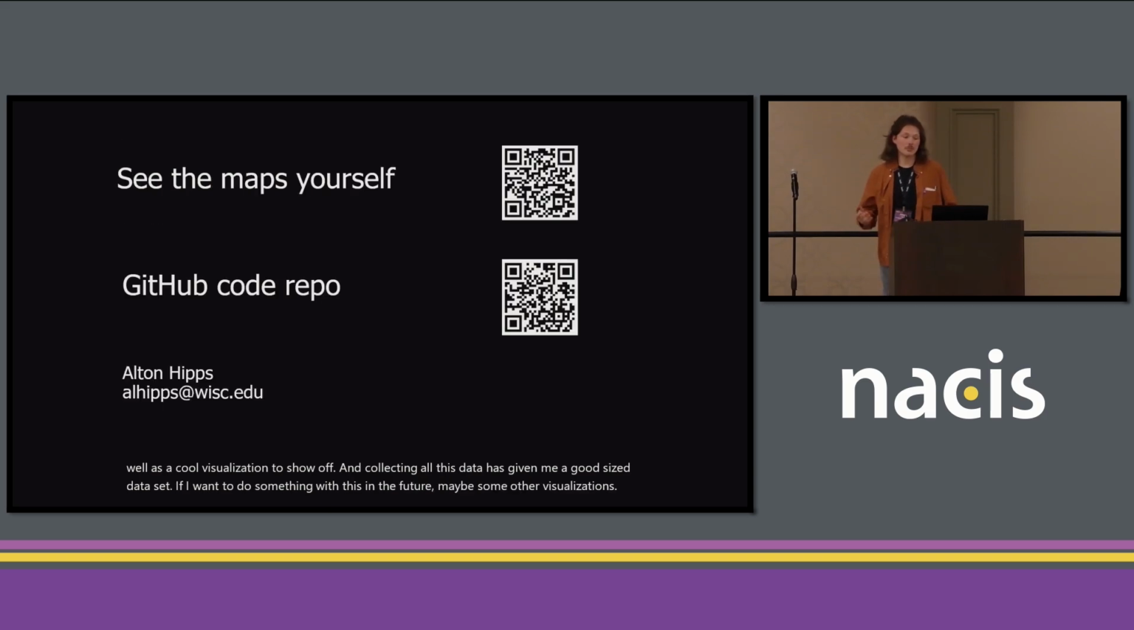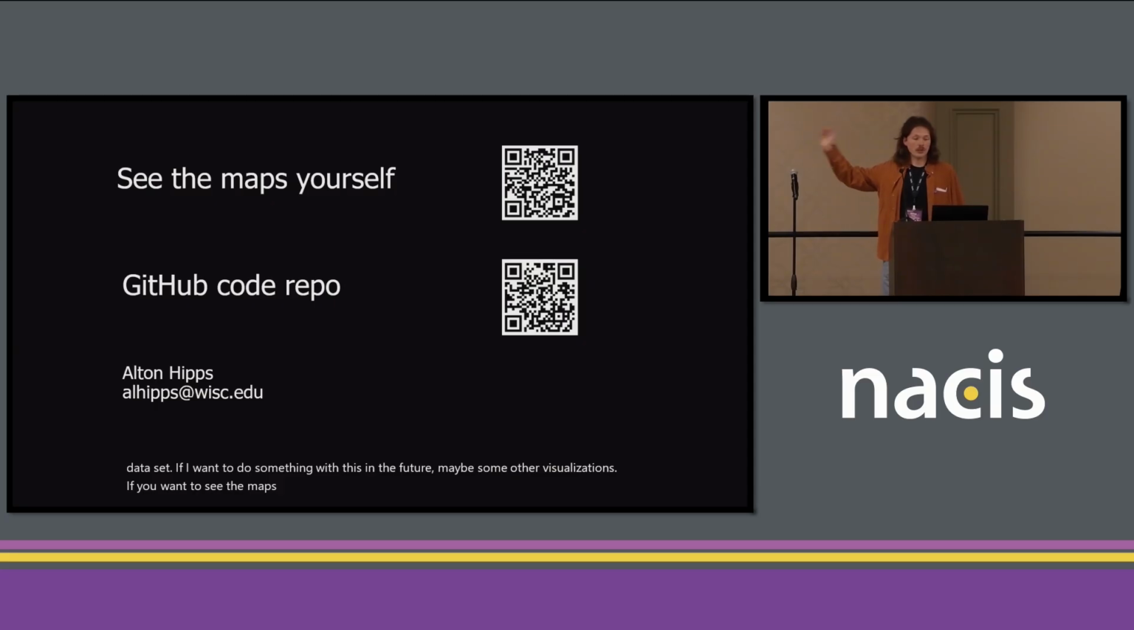If you want to see the maps yourself, that's the top QR code, and the GitHub code repository is on the bottom if you want the source code there. The maps also don't look great on mobile, so that's another problem. But like I said, it's just a little side project I put together.